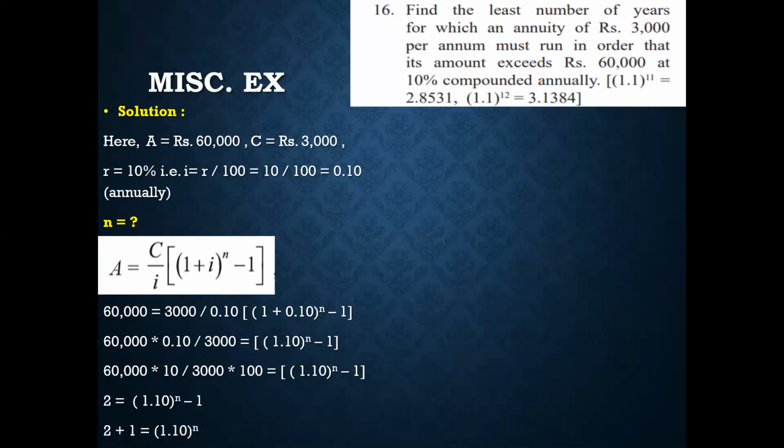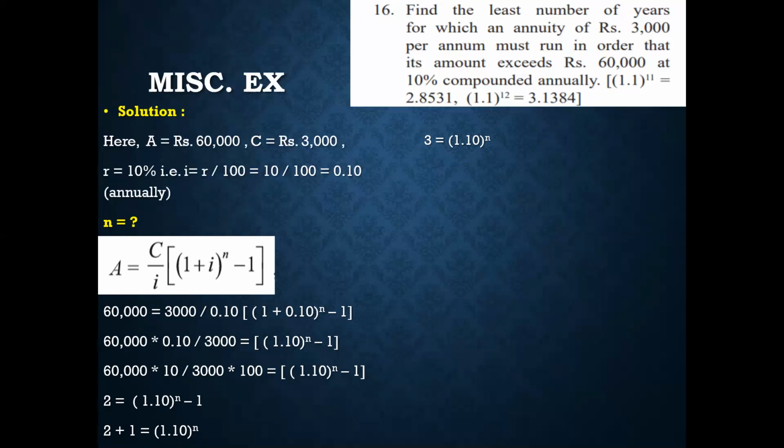Minus 1 will go that side and get added with 2. So it gives you 3 is equal to 1.10 raised to n. Now this sort of sum we have already done in class, but 1.1 if you multiply, none of the answers is going to give you 3.